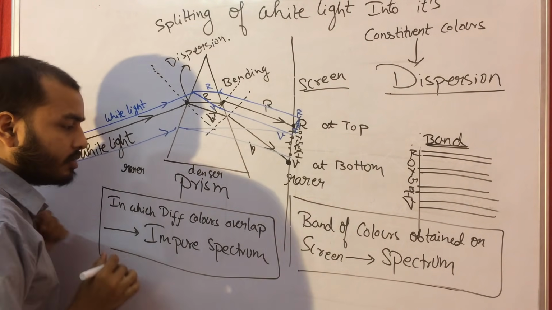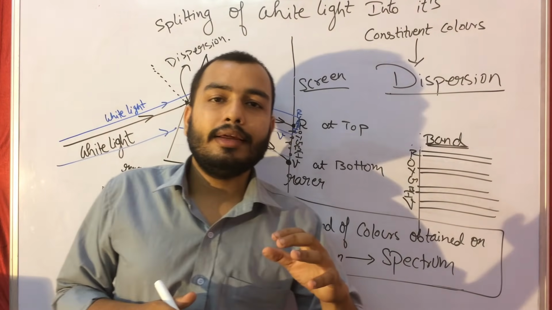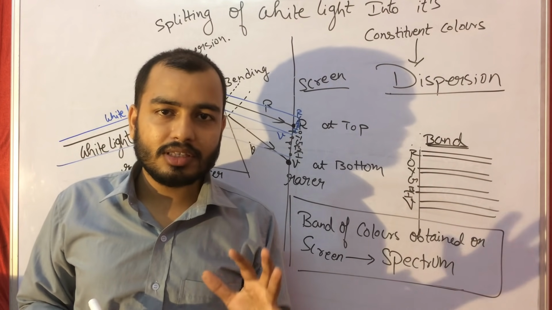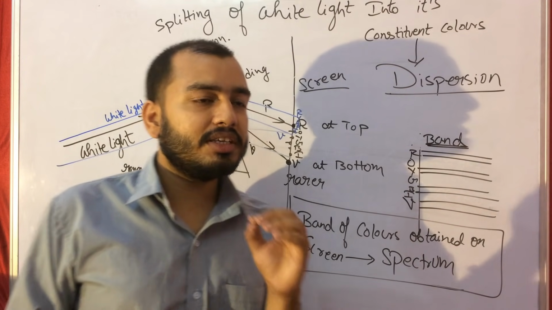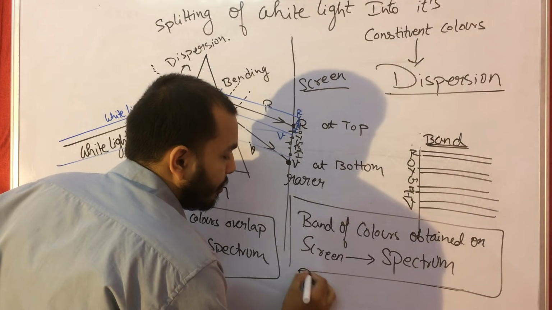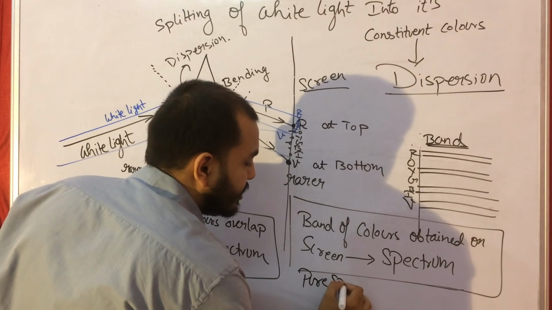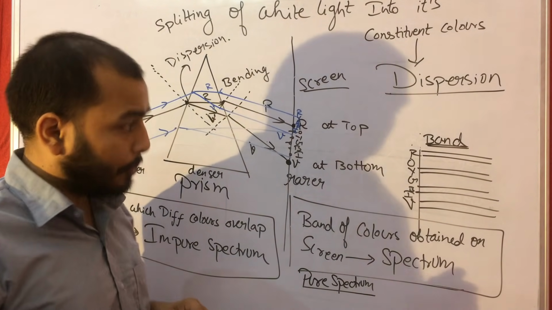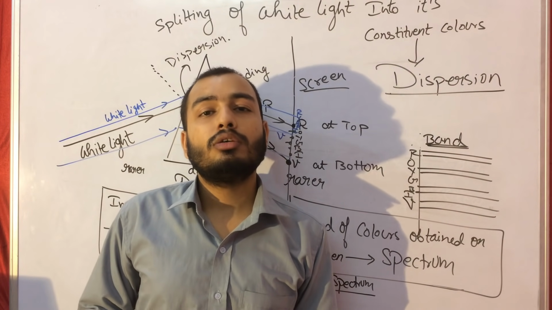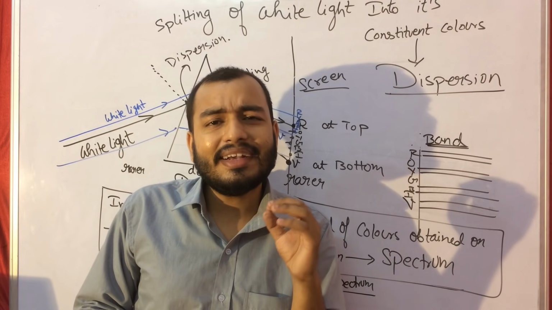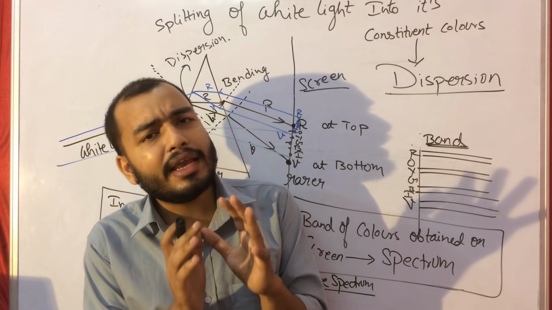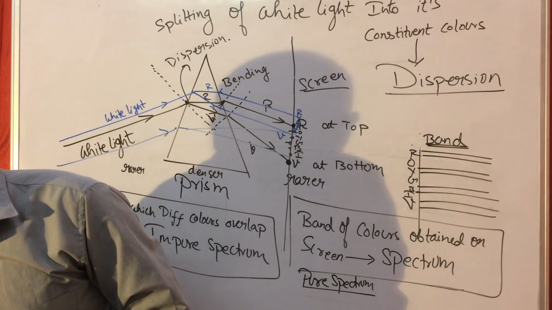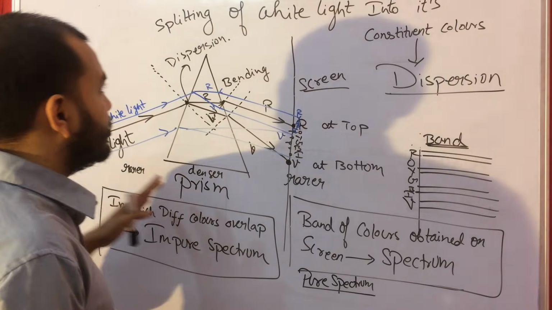And if somehow you can distinctly see different colors on the screen, that means your spectrum is perfect. It is the pure spectrum. A pure spectrum is one in which the different colors can be distinctly seen without any overlapping, and that is a pure spectrum. So this was all about spectrum and dispersion.